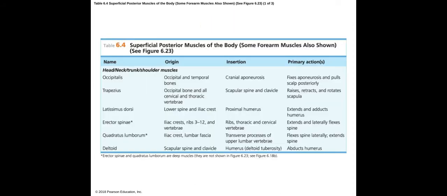Remember, origin is the attachment to an immovable or less movable bone. And then the insertion is where it attaches to the movable bone.